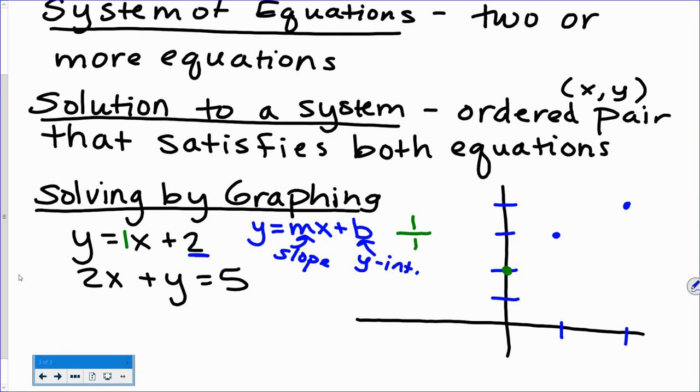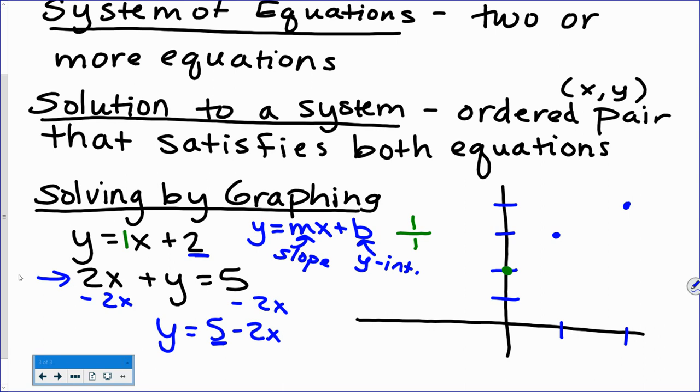I'm just going to wait a second and then work with the second equation here. This one is not in slope-intercept form because the y is not by itself. So I'm going to go ahead and subtract 2x over. So now I have y equals, you can write it as 5 minus 2x, or you could write negative 2x plus 5. I don't care which way you write it, as long as you know 5 is your y-intercept and negative 2 is your slope.